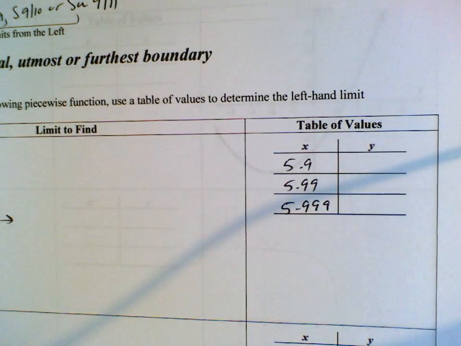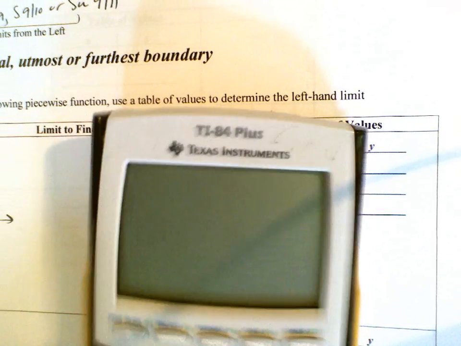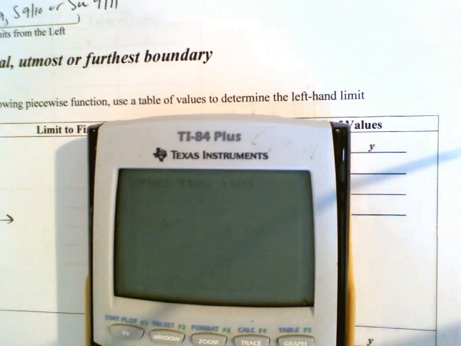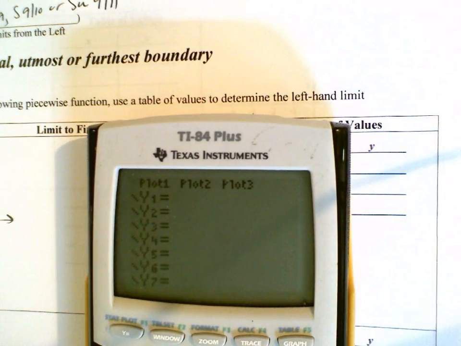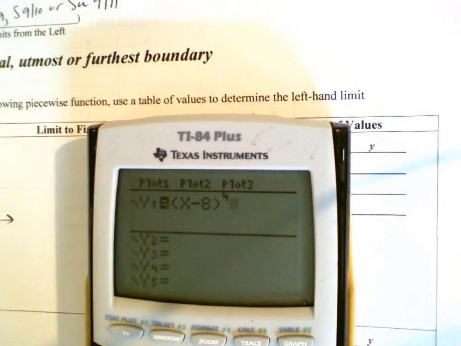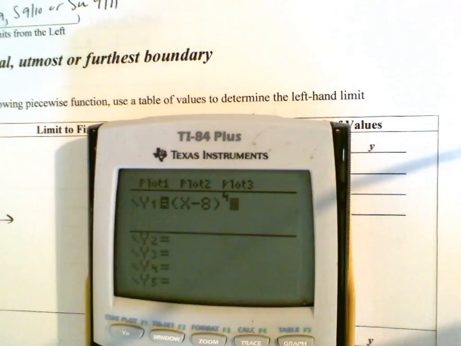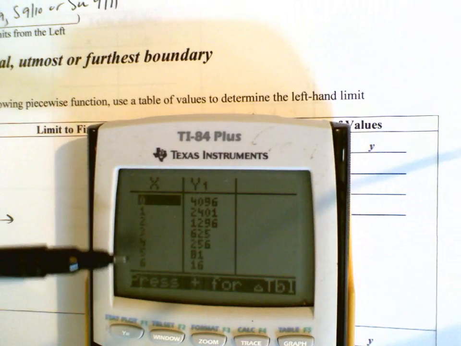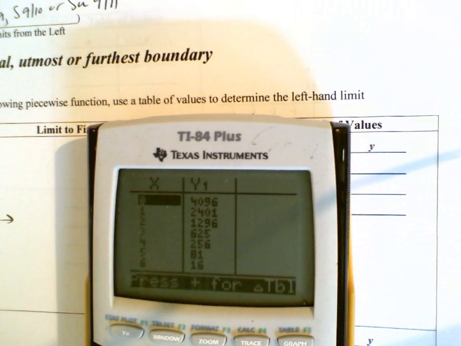All right, so the way I'm going to do this is I'm going to take my calculator and use the table function. I cleared it. I'm going to go to y equals and graph the function that I'm working with: parentheses, x minus 8, close parentheses, raised to the fourth power. I'm going to use my table function, but if I go to the table right now, they chose the x values for me. That means my table is set at something I don't want.